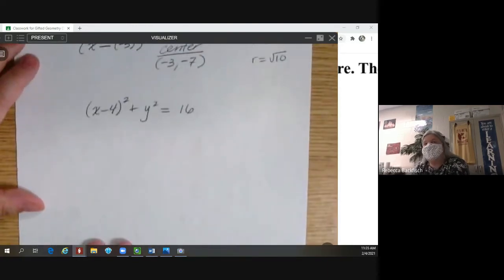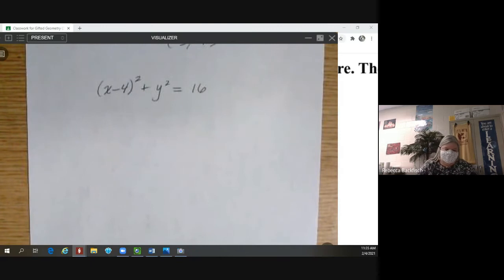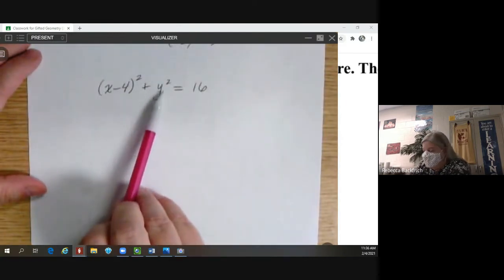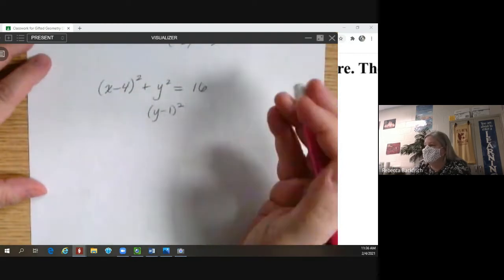Okay, so look at this one. Think about what your center is and what your radius is, and don't blurt out. What's the y coordinate of your center? It's, what is it? If it were 1, wouldn't this say this? It's 0. Right, it's 0.